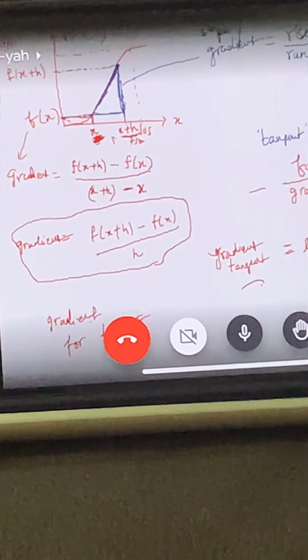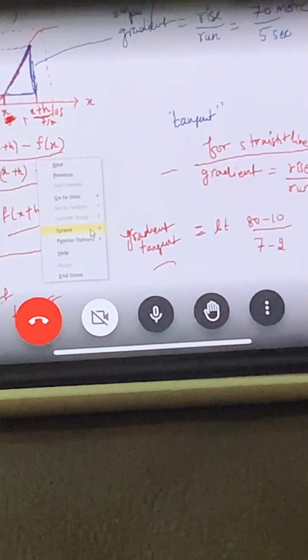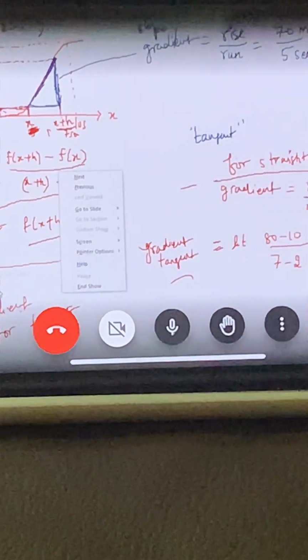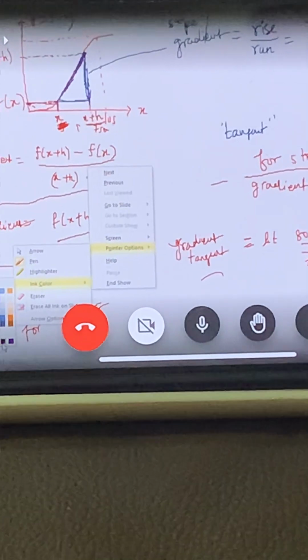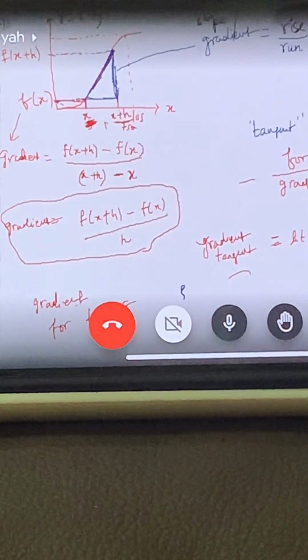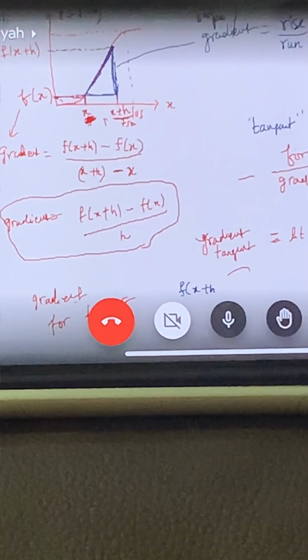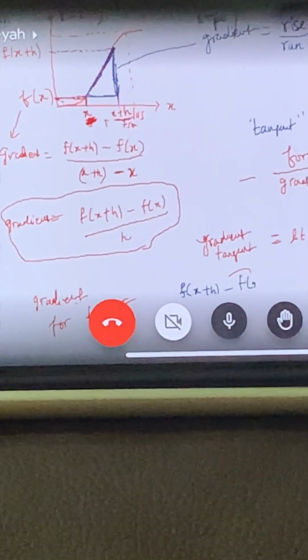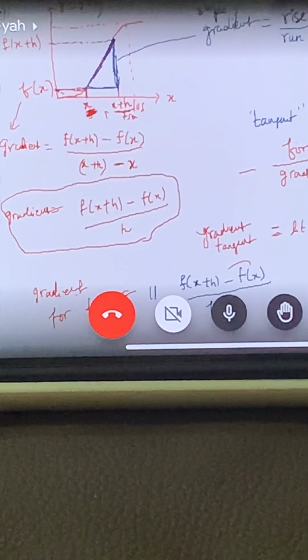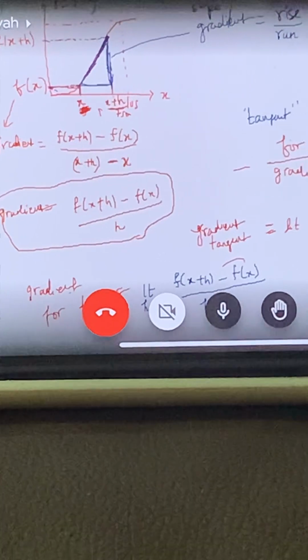That means same equation I have considered, same equation I am going to consider. Okay, but that will stop today, right? So I'll write it and we'll stop. The gradient for a tangent is the same equation I have written, f of x plus h minus f of x divided by h, but here you have to put something called limit h tends to 0.